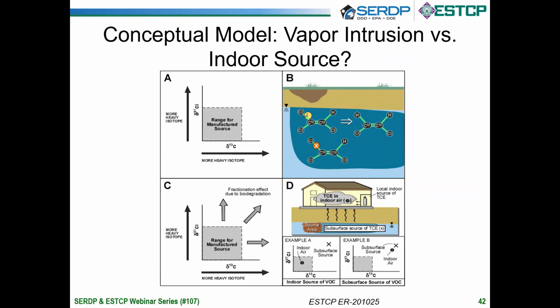Now, if we get into the field and say we have a TCE plume also running under this building, and if in that TCE plume we're getting degradation, then we'd expect that source TCE to start to fractionate, or to become heavier in both carbon and chlorine isotopes. So we have this effect where it's possible that in the groundwater, our isotopic value for this compound is actually well out of the range for manufactured sources.